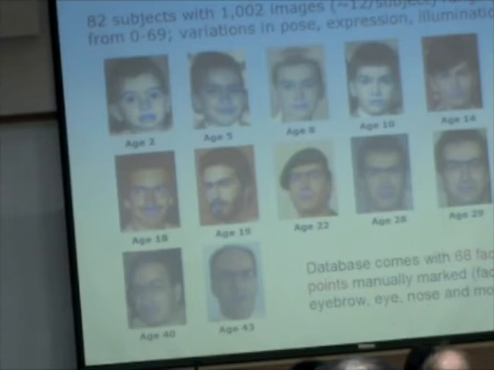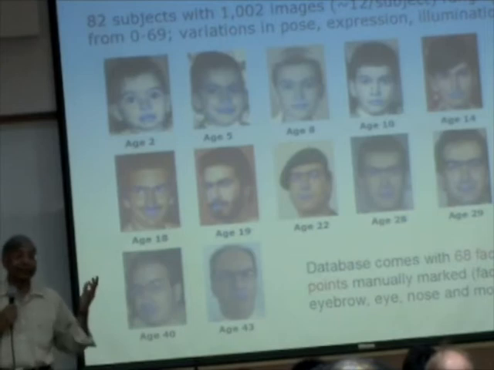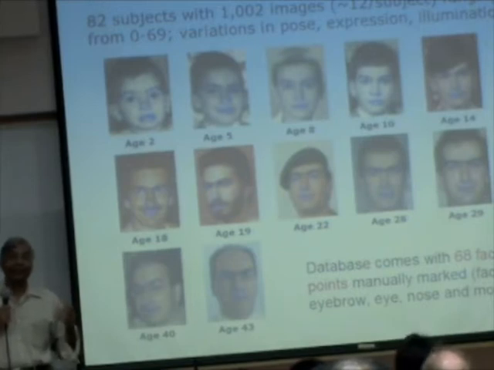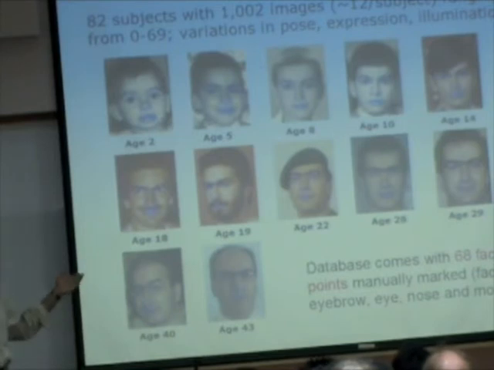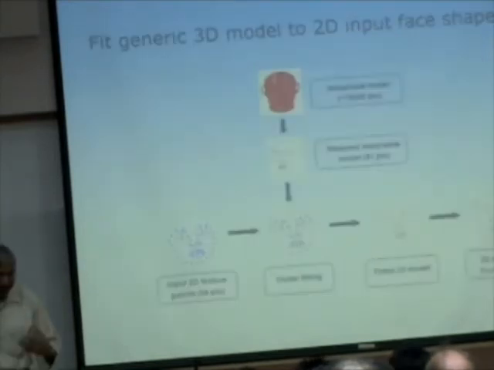Now, the people who provided the database also manually marked the feature points. So if you want to do this AAM model fitting and so on, that becomes fairly easy. There's another database, if you're interested, called Morph that has a larger number of subjects, but it doesn't have as many images per subject. In that sense it's sparser, but this is a good database available to build the aging model.